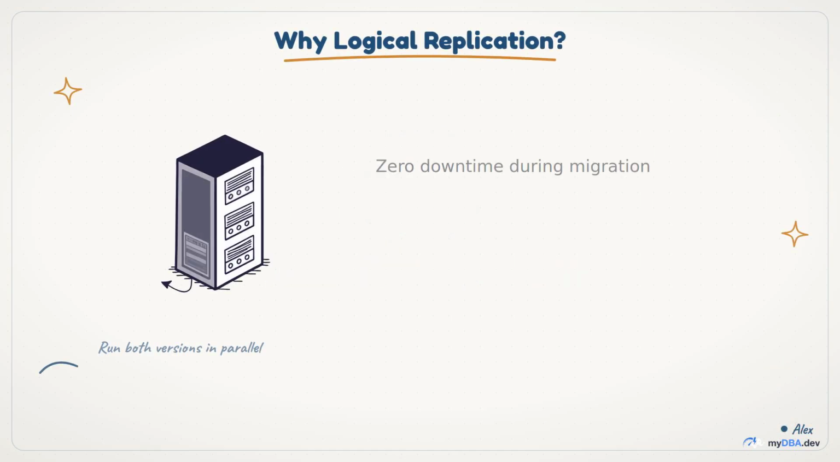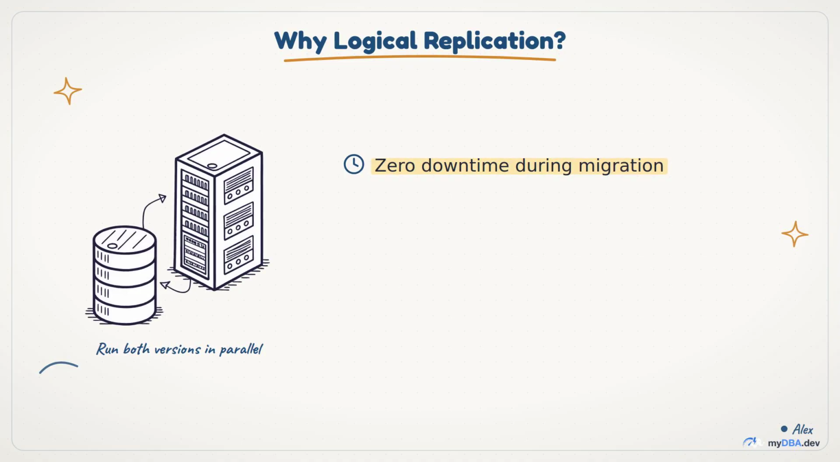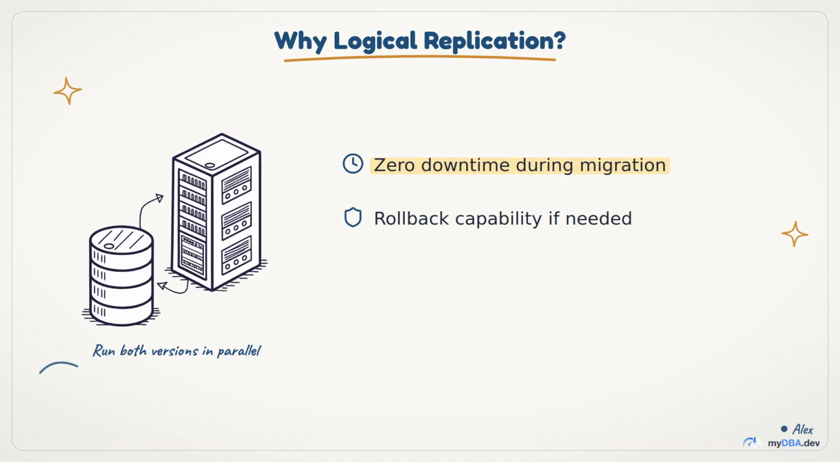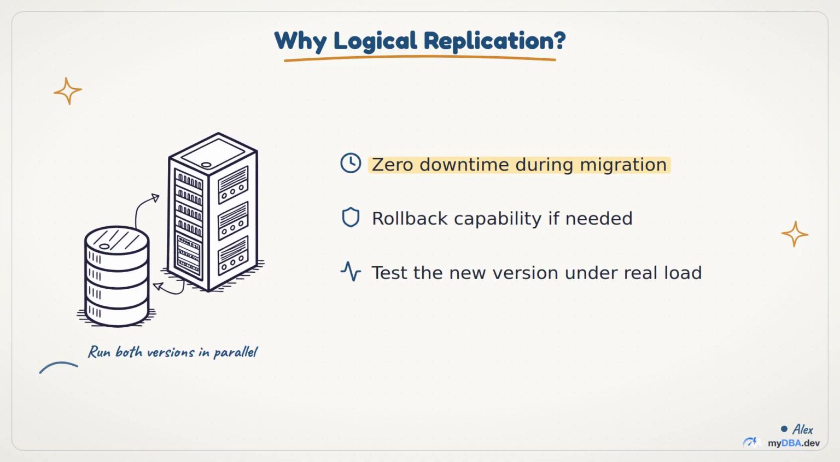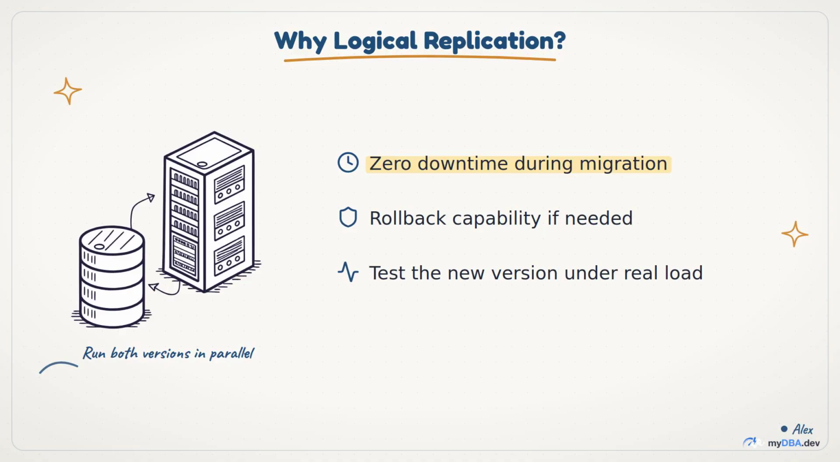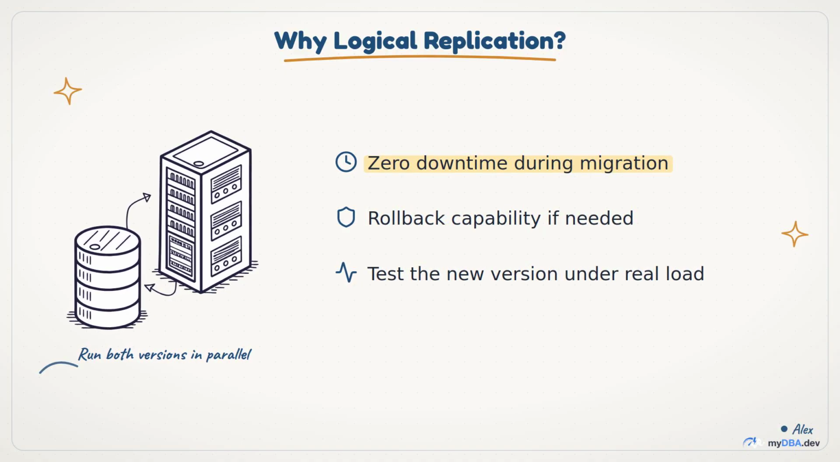Logical replication lets you run both versions in parallel. The old cluster keeps serving production traffic, while the new one replicates changes in real time. You're not locked into a one-way migration.